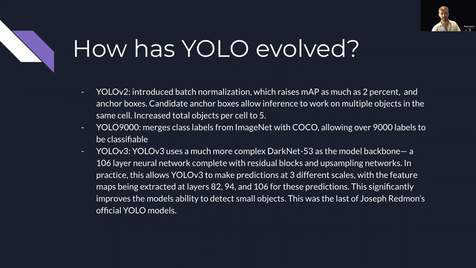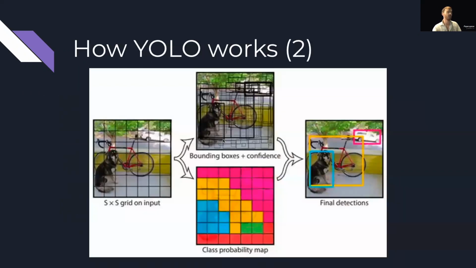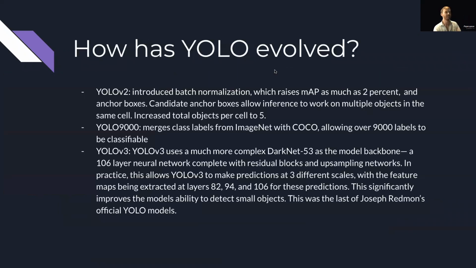Basically, it allows the mess of boxes, kind of like we saw in this sample image here, to then be used to detect multiple objects within one cell by defining these anchor boxes. And then it will choose the best probabilities, and altogether, this has increased the total objects it can detect per cell to 5.